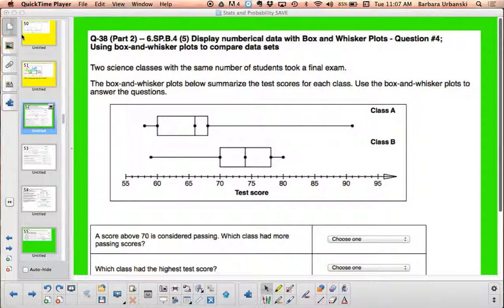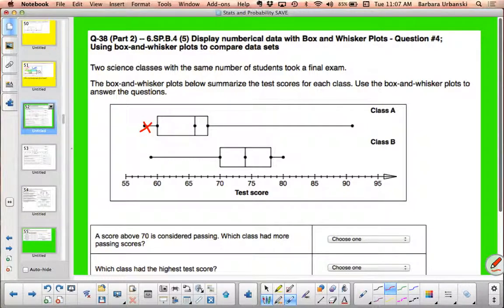So it's important to notice that they are comparing the same amount of students. So whether you go from the minimum to your maximum in Class A or your minimum and your maximum in Class B, they have the same number of students. And so now we're just going to go ahead and take a look.